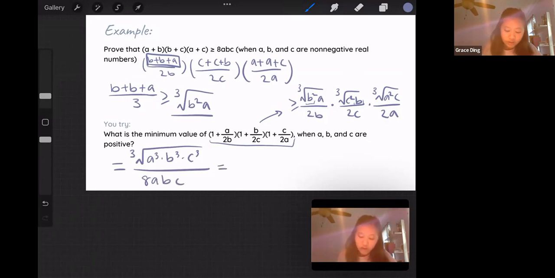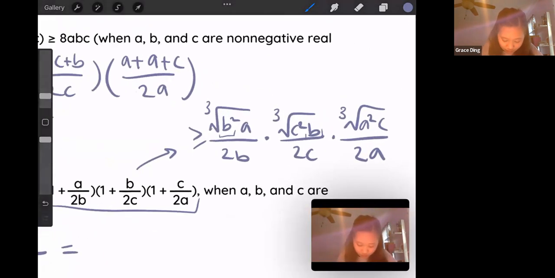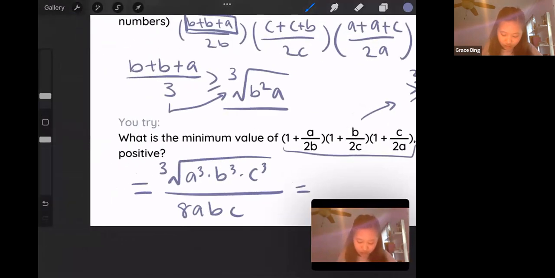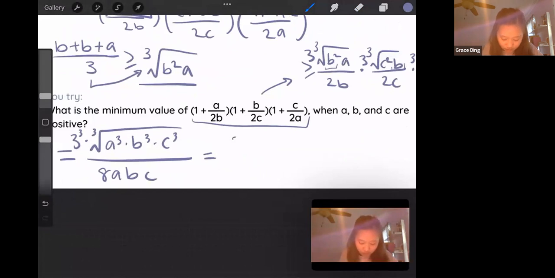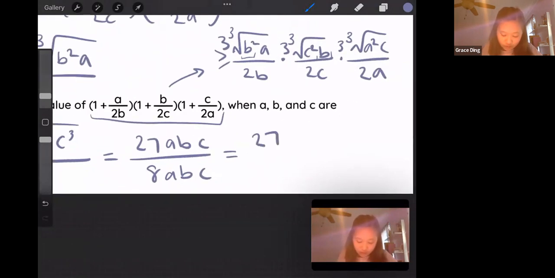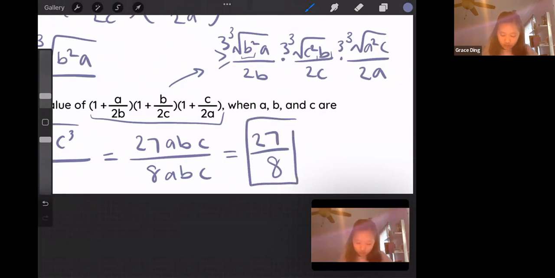Oh, I forgot one step. We have to multiply this to get here. So we'll add in basically a 3 in front of all of them. So that means that we'll have 3 to the third times this. So we should get 27 ABC over 8 ABC. And therefore, the minimum value is 27 over 8. So this is the answer.